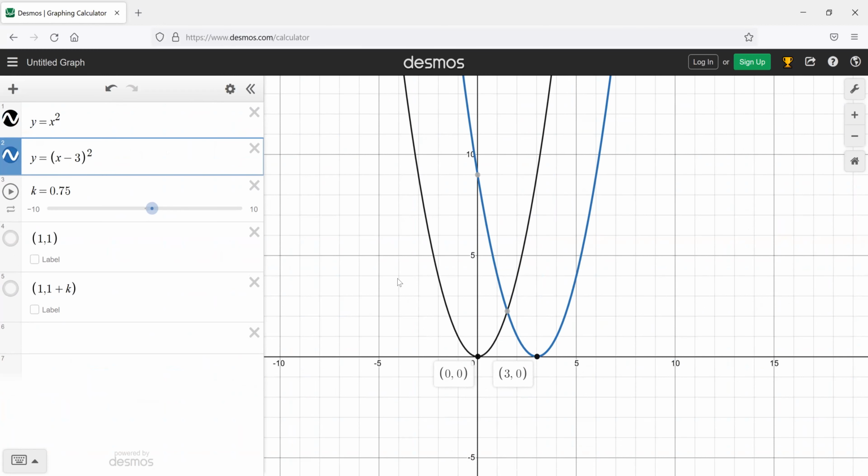Could you redo that? Sorry, I wasn't looking at that part of the screen. So there's the original, and there's the new one. So it moved to the right 3 units.